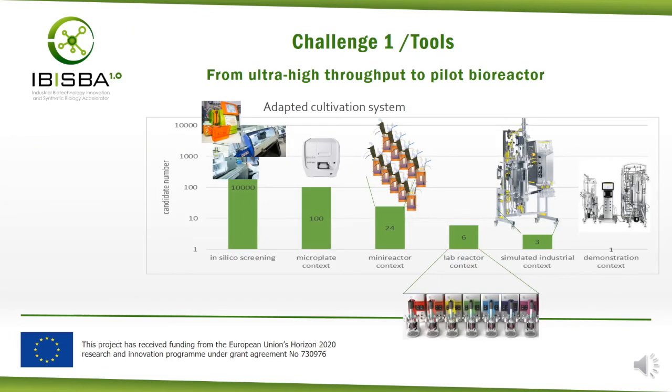For the first screenings, high to very high throughput tools are used. For example, we can apply a colony picker, which can reach a screening rate of 3,000 clones per hour, or a cytometry sorter, with which we can reach a screening rate of more than 20,000 clones per second. These first screenings allow us to select hundreds of strains on growth or specific activity criteria.